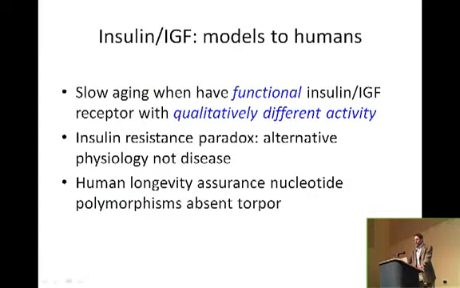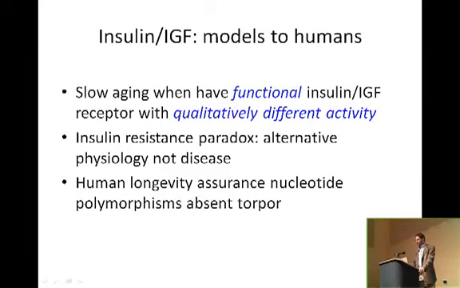So translating this to humans, if I could, I'd say that slow aging occurs when there are functional changes in the insulin receptor that are qualitatively different. They're not necessarily insensitive, they're just different. And the insulin resistance paradox is because of this alternative physiology. It's not a disease physiology. And humans, I think, actually exhibit nucleotide polymorphisms similar to what we may be able to induce by mutants in flies, and could exist in natural populations as well. And we can go back and forth between the two systems by introducing those mutants into flies and seeing what they do.